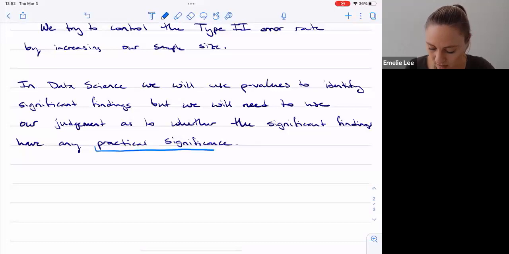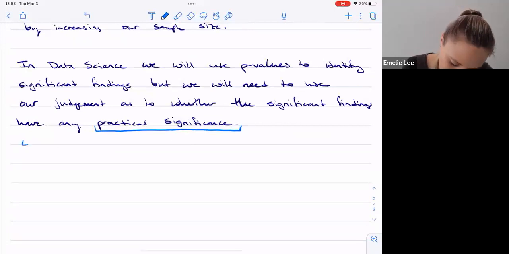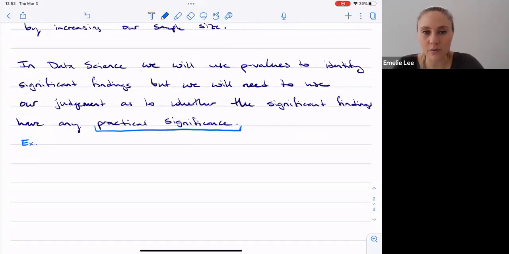So here's an example. An example would be the p-values show a 1 cent increase in sales, right? But if that involves changing a bunch of things and maybe hiring someone to build a new website, that's not practical to me, right? I would want to see a $10 increase in sales, for example. Or I might have some idea of what a practical significance would be, right?